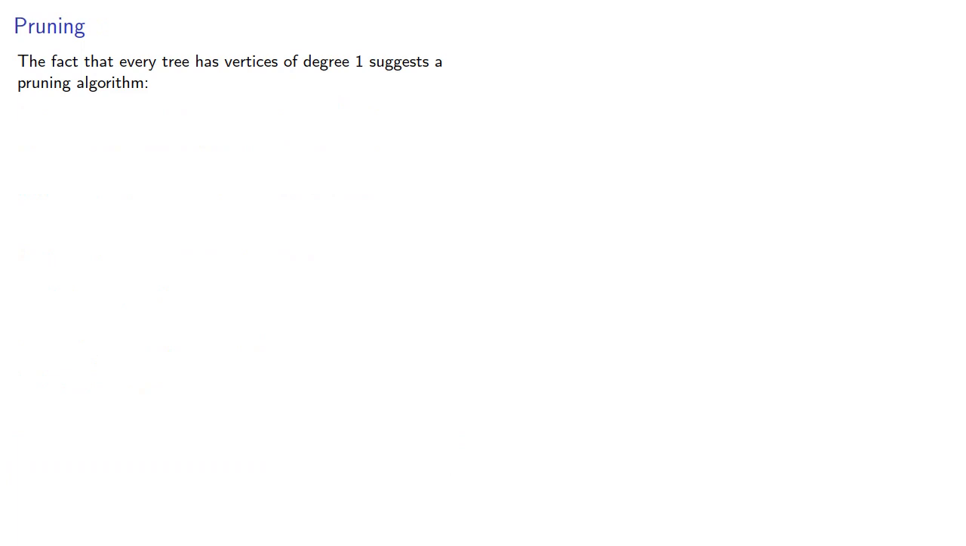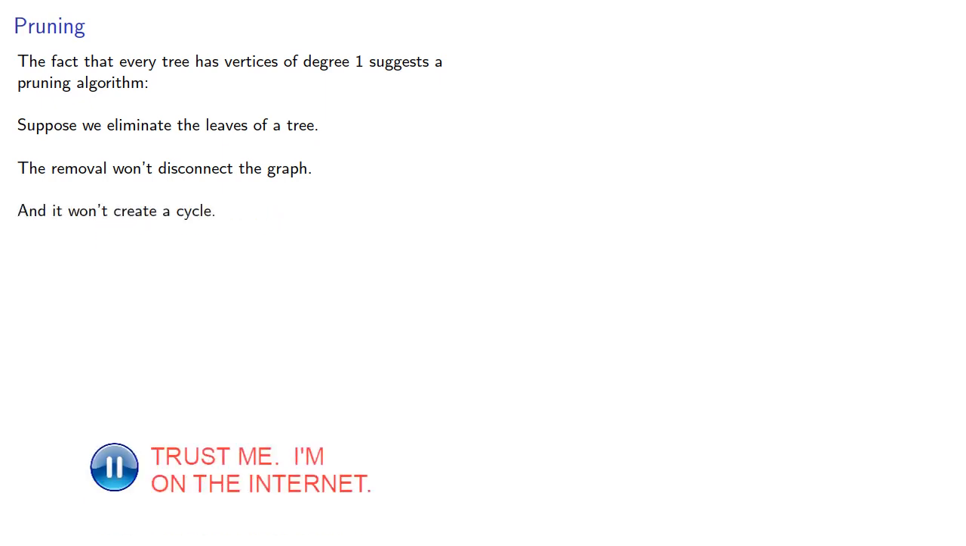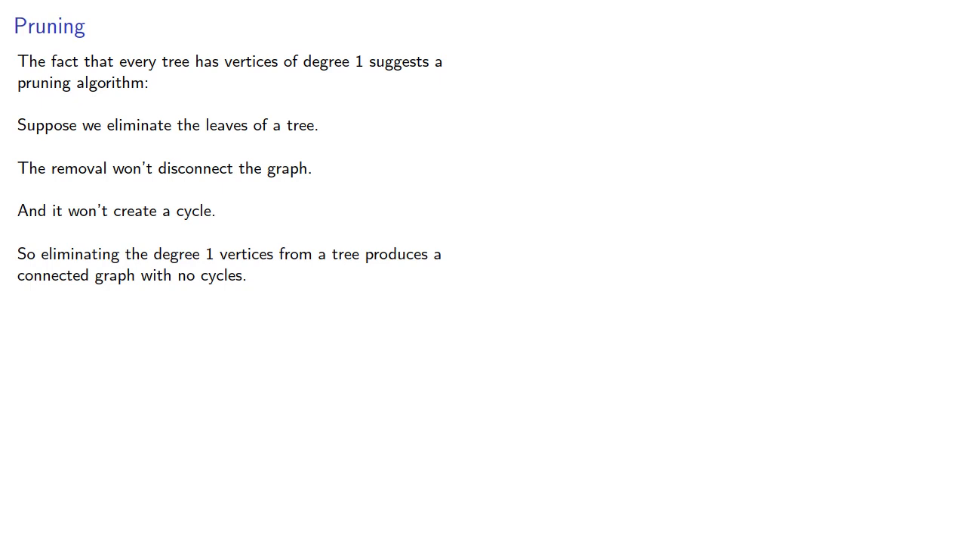The fact that every tree has vertices of degree 1 suggests a pruning algorithm. Suppose we eliminate the leaves of a tree. Now, the removal won't disconnect the graph, and it won't create a cycle. So eliminating the degree 1 vertices from a tree produces a connected graph with no cycles. But that's another tree.